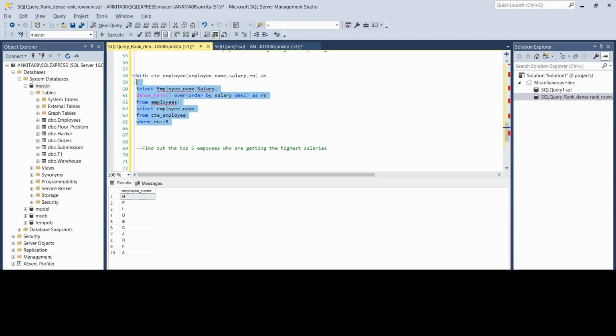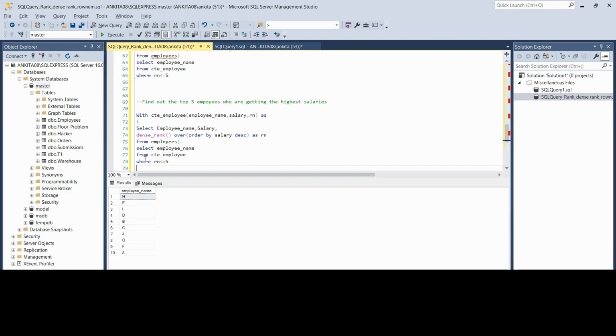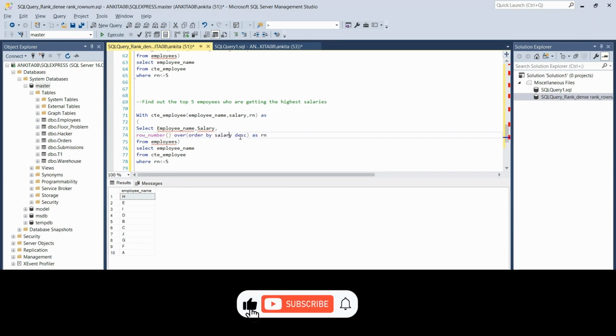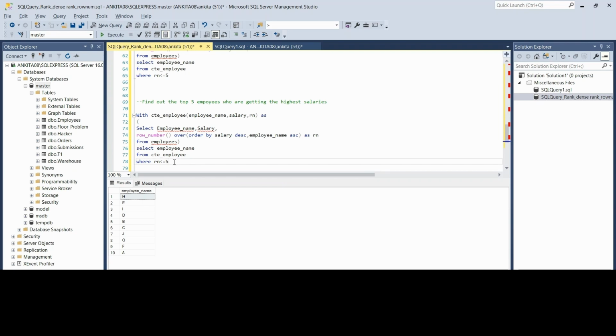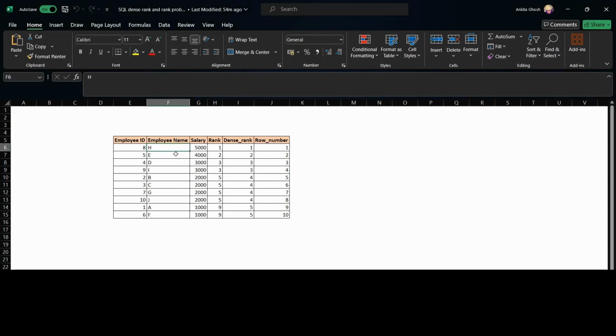So what will we do here? Essentially, we will take a similar query. The only thing is that we will use row number based on salary in a descending manner, and in case of a tie we will use employee name in ascending order, right? And here we will use rank less than equals to 5. This should work. Let us try this. So we should be getting H, E, D, I, and B, exactly what we should be receiving. And that's how it is.